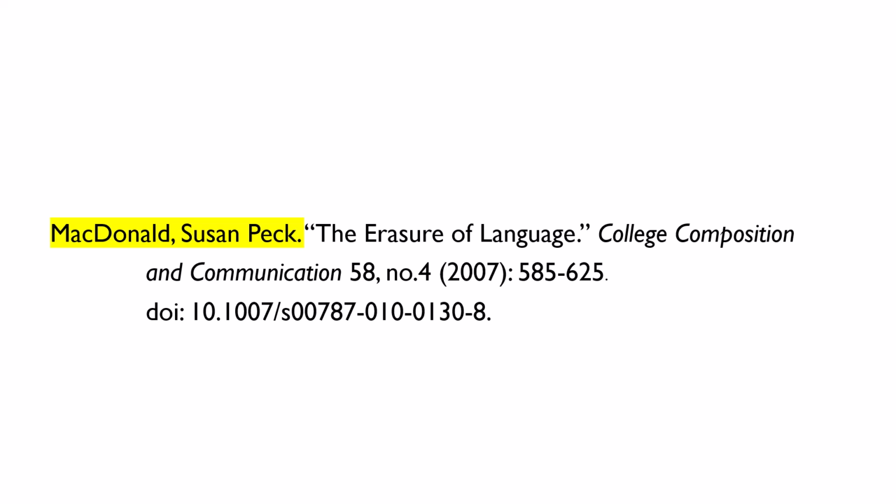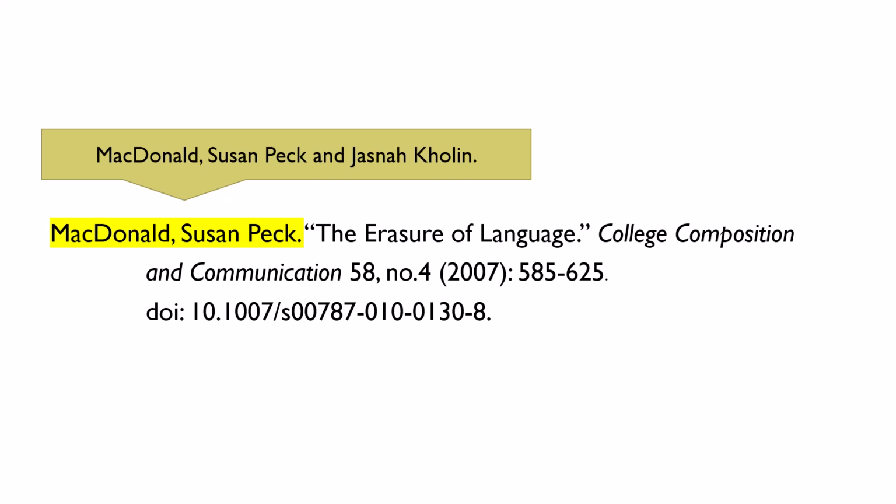But what happens if there's more than one author? Well, in this case, the first author's name is formatted last name, comma, first. Then the word and appears, followed by the second author, whose name is formatted first name last. So in this case, McDonald, comma, Susan Peck, the word and, Yasna, colon. The pattern remains true for more than two authors as well.